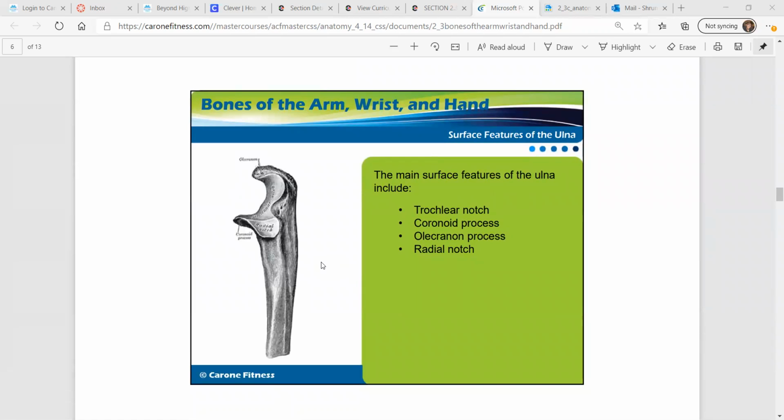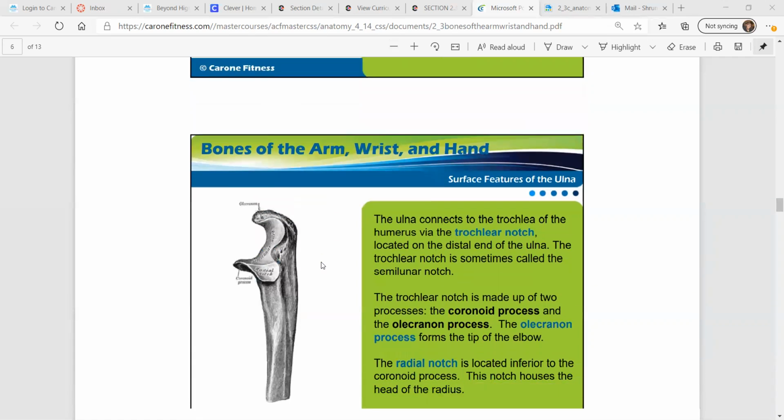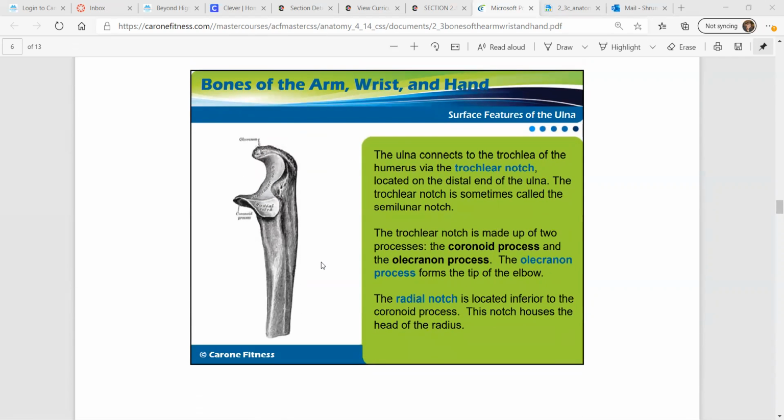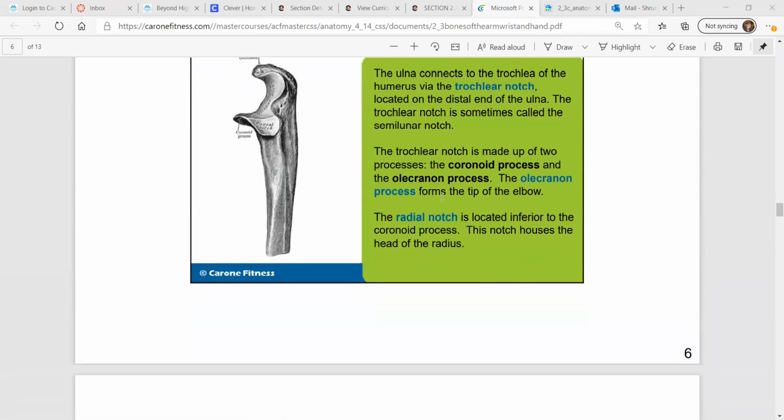The main surface features of the ulna include the trochlear notch, coronoid process, olecranon process, radial notch. Okay. The ulna connects to the trochlea of the humerus via the trochlear notch, located on the distal end of the ulna. The trochlear notch is sometimes called the semi-lunar notch. If you think it looks somewhat like a crescent moon, that's where that name comes from.